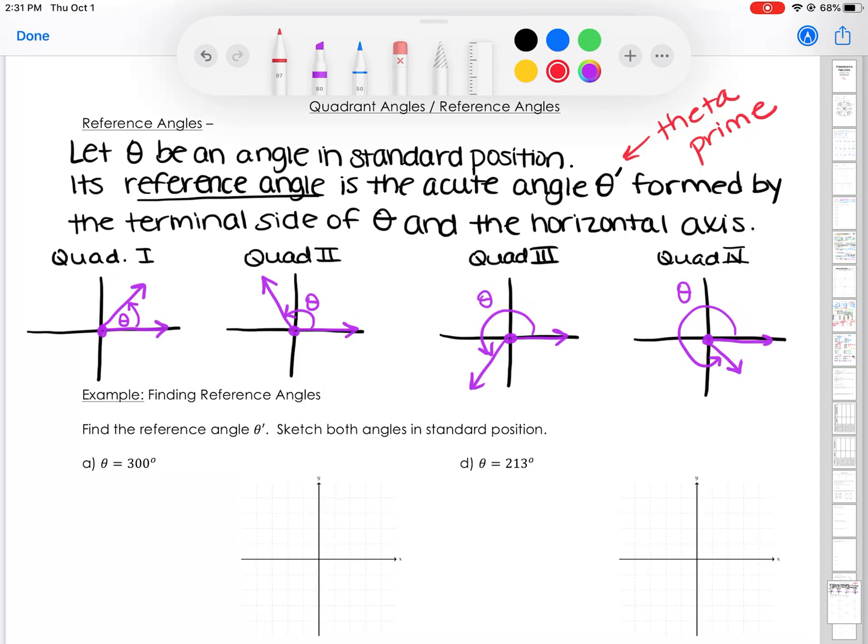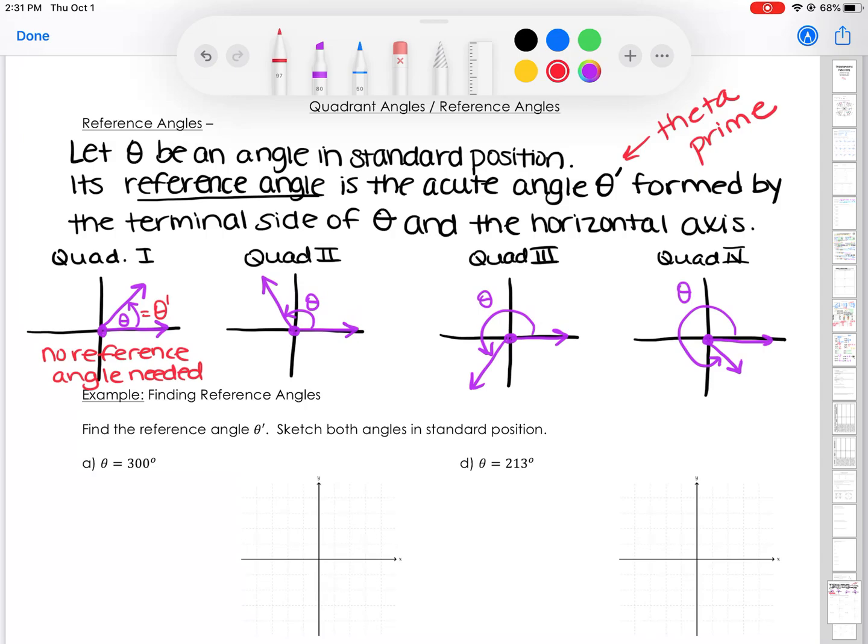So if I take a look at the angles here, in my first quadrant, I'm already acute. So the reference angle really is the exact same angle as the angle I'm dealing with. We don't really need a reference angle, so there's no reference angle needed here. But technically, it is equal to theta. Theta and theta prime are technically the same angle here. We just don't need one.